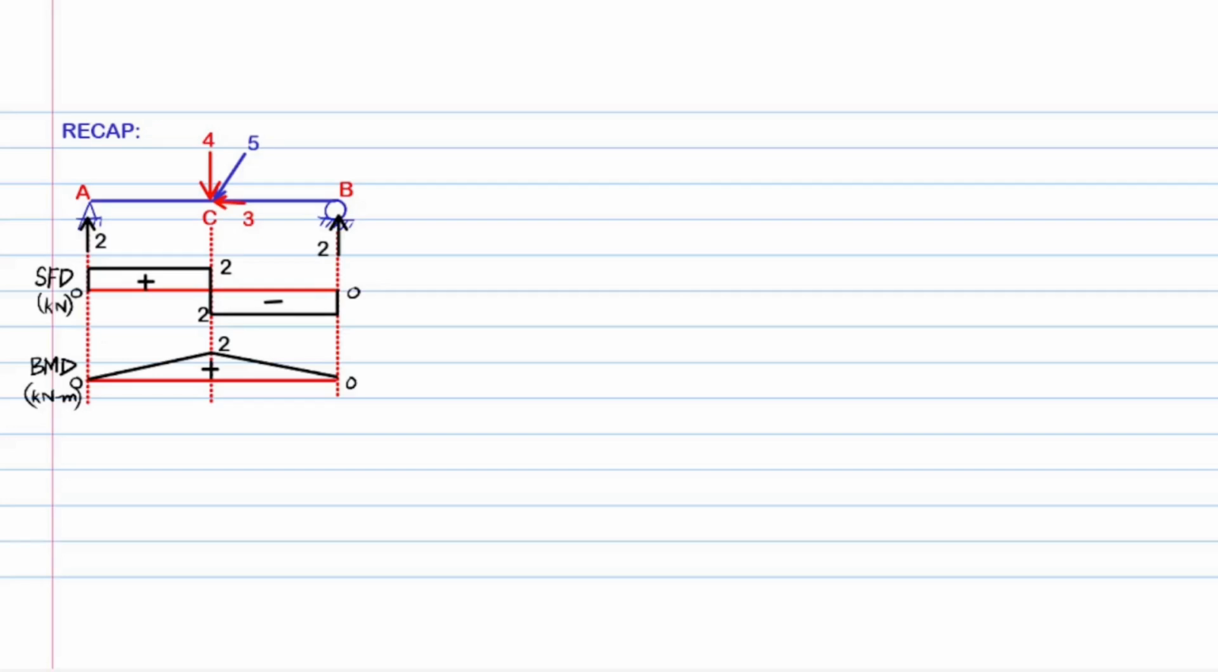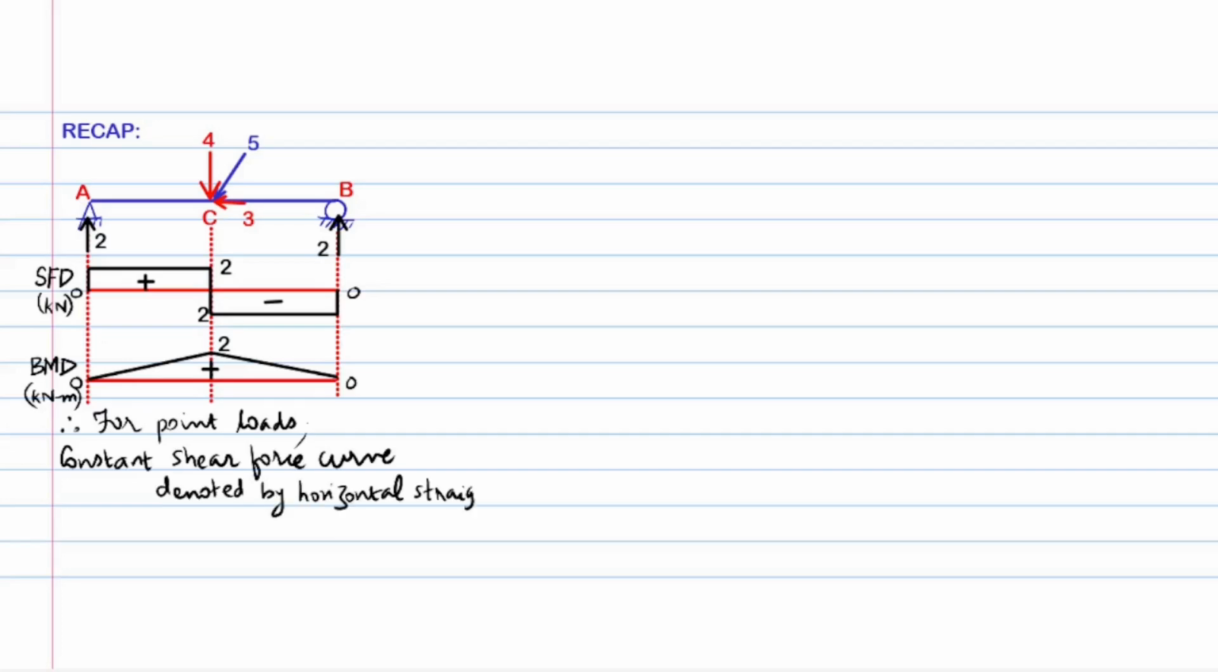Now, we try to have a look at the loads applied over the beam length and the plots obtained in the shear force and bending moment diagrams. For the point loads, the shear force value changes at the location of the point loads, with shear forces remaining constant between two point load locations. Hence, there is a constant shear force curve denoted by a horizontal straight line between the point loads.